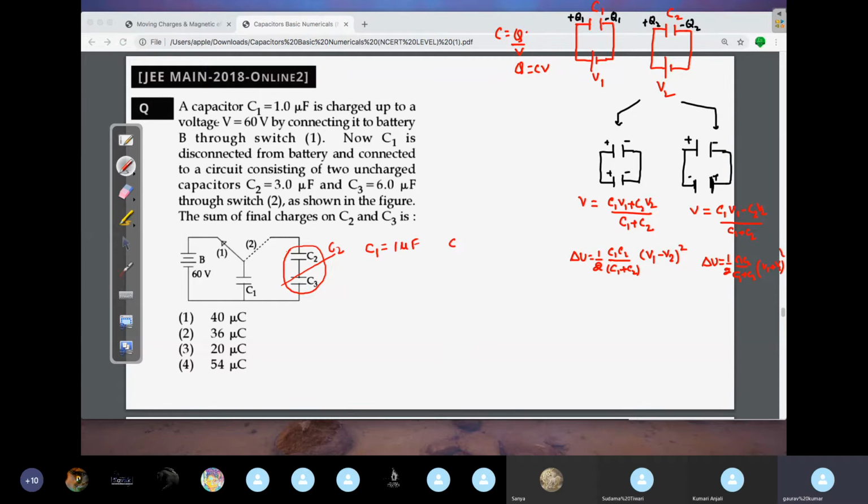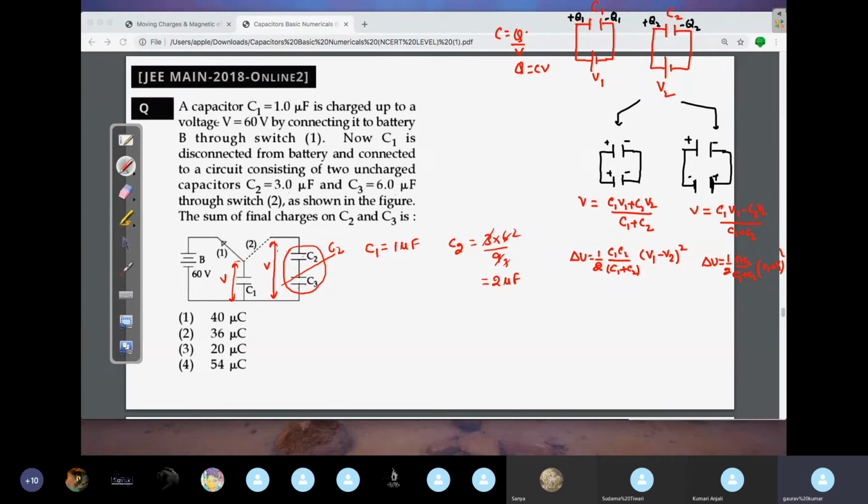So what is the value of C2 we'll get? C2 will be C2 C3 over C2 plus C3, 3 into 6 by 3 plus 6. You will get 18 by 9, so you will get 2. So I'll take 2 microfarad as C2 right now. Okay, as simple as this. So in this case, they're asking for the sum of the final charges on C2 and C3. See, whatever the common potential you will have here, this will be V here, and the same you will have here also, V.